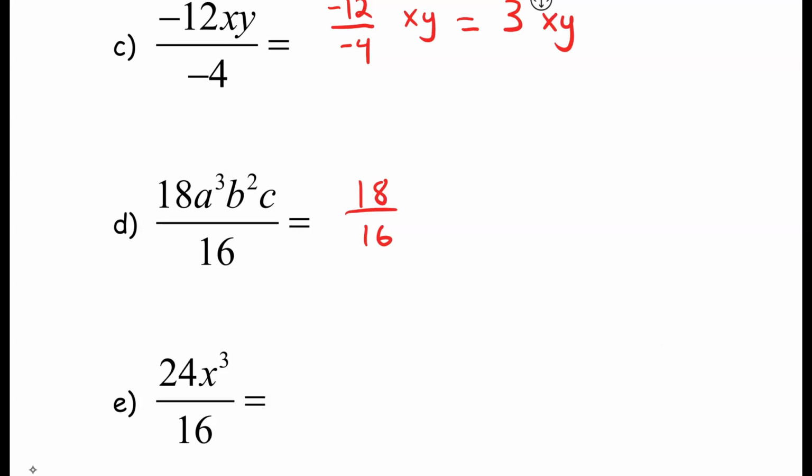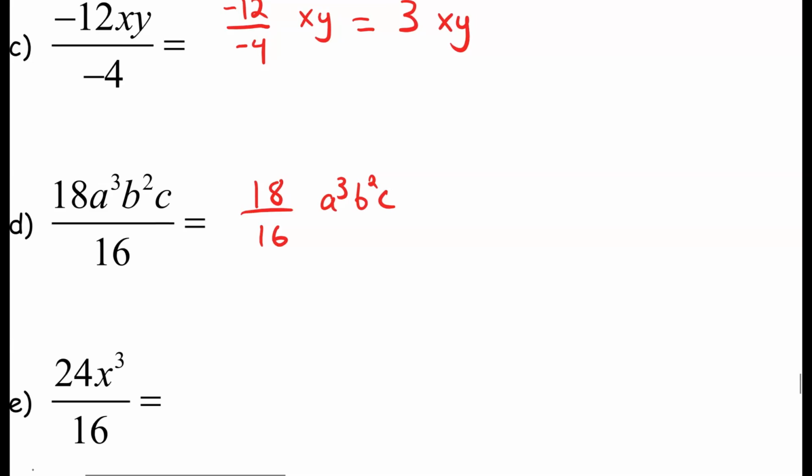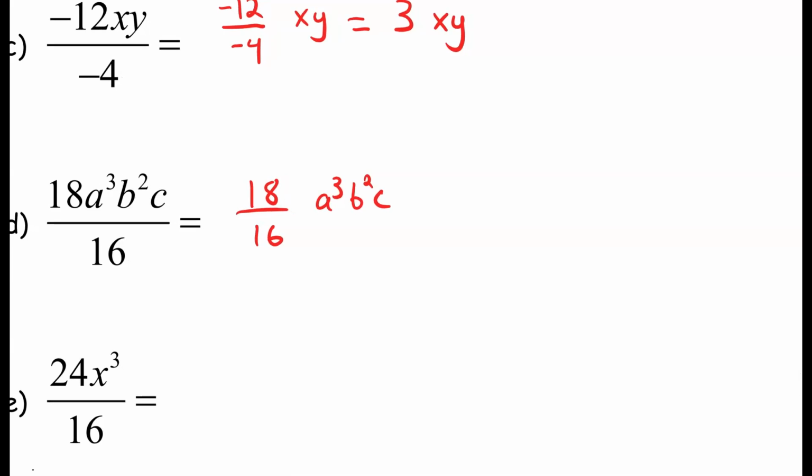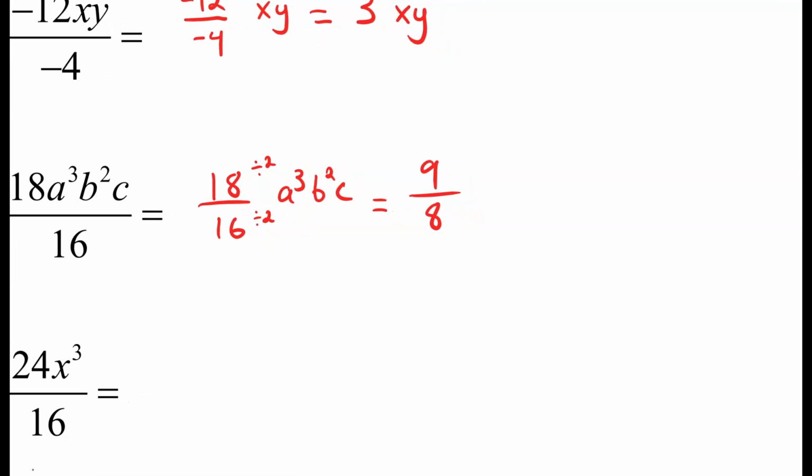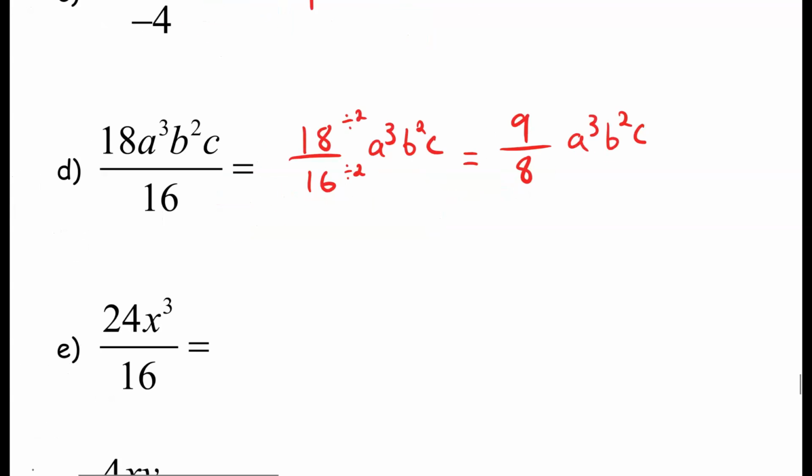So we have our a cubed b squared c, which is going to go unaffected, but we want to look at what's going to be common in 18 and 16. Well, we know that we can divide by 2 and divide by 2, which will get us 9 over 8, and there's no variables on the bottom, so the a cubed b squared c goes unaffected, so we just write it down as it shows.